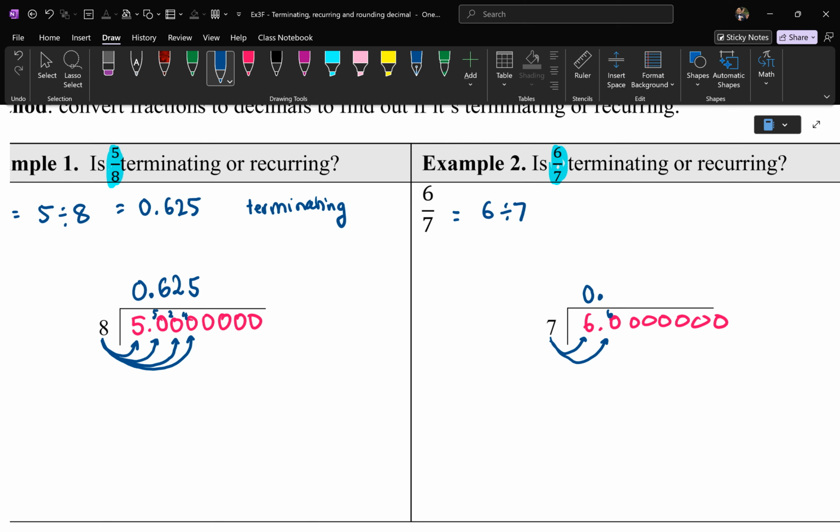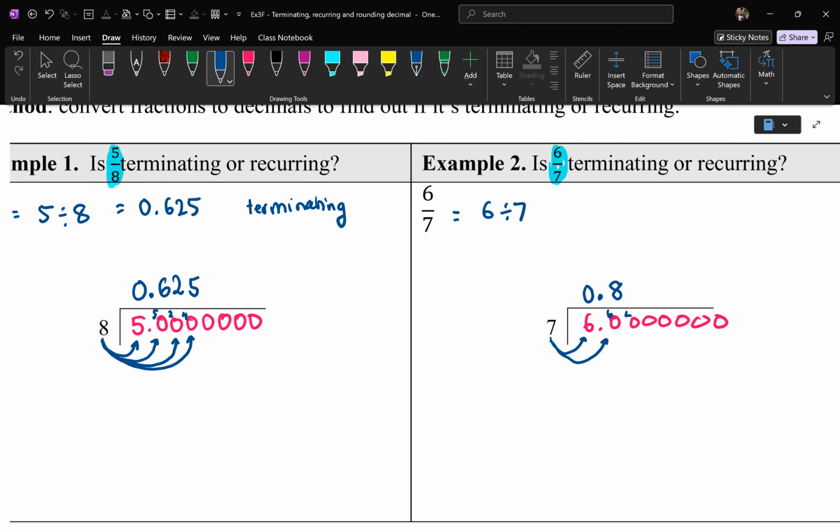I'm not sure. Not sure, that's okay. 7 times 7 is 49, so we're getting closer. 7 times 8 is? Okay, and then 7 times 9? 63, so that's bigger than 60, so the number that fits in has to be 8. 7 times 8 is 56, so what's the remainder?